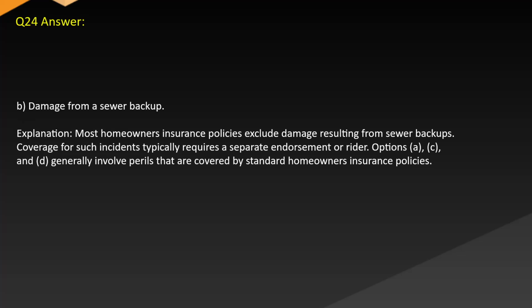Answer: B. Damage from a sewer backup. Explanation: most homeowners insurance policies exclude damage resulting from sewer backups. Coverage for such incidents typically requires a separate endorsement or rider. Options A, C, and D generally involve perils that are covered by standard homeowners insurance policies.